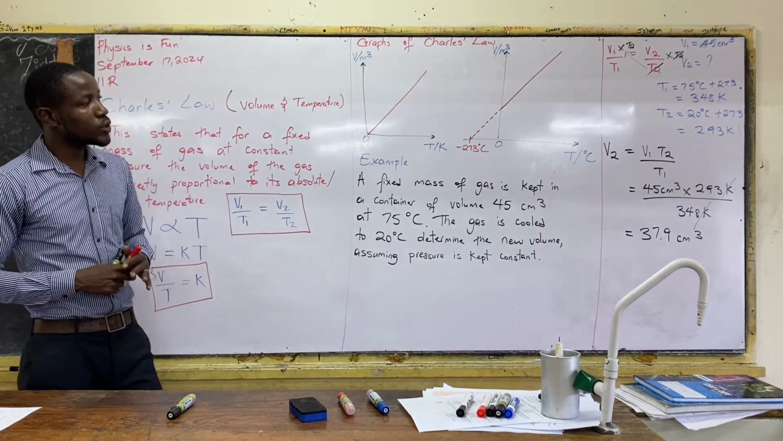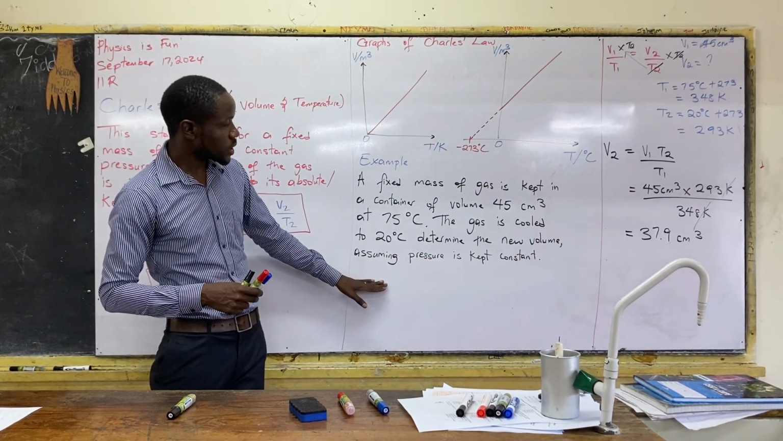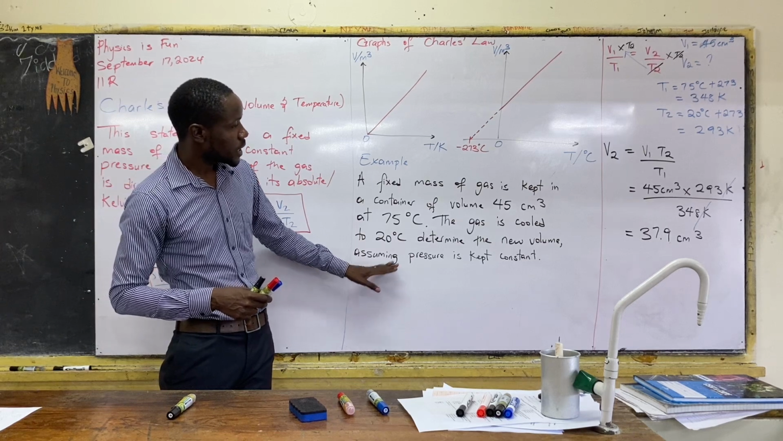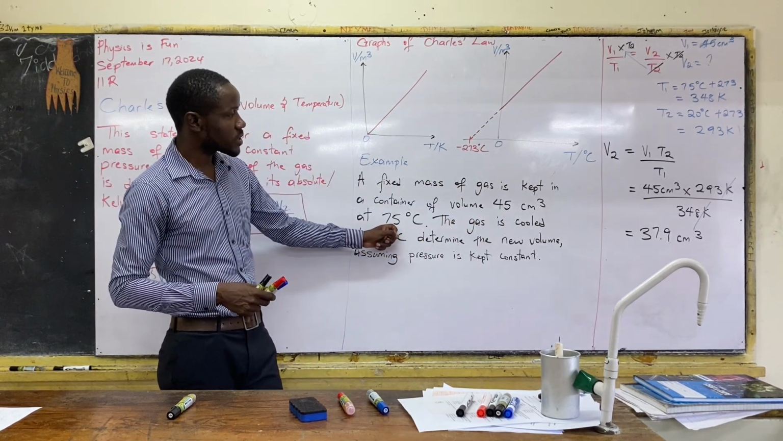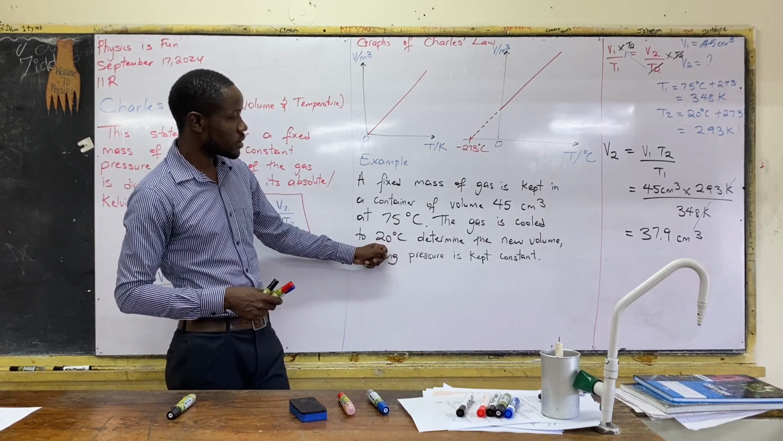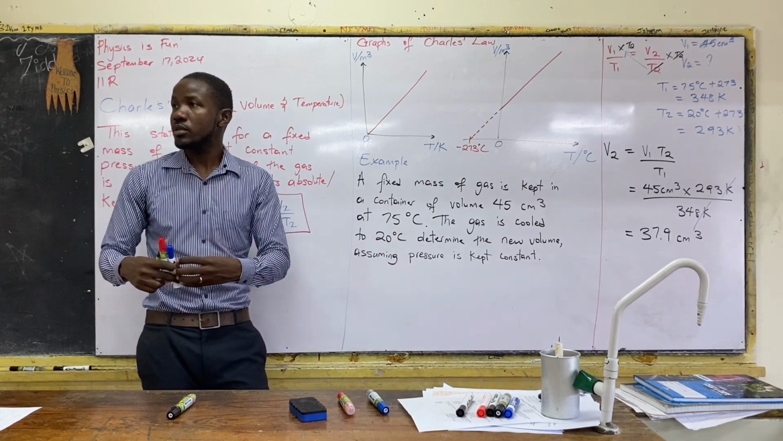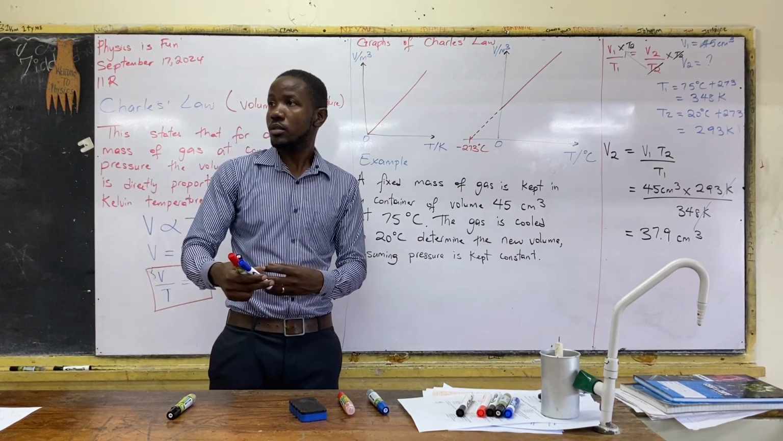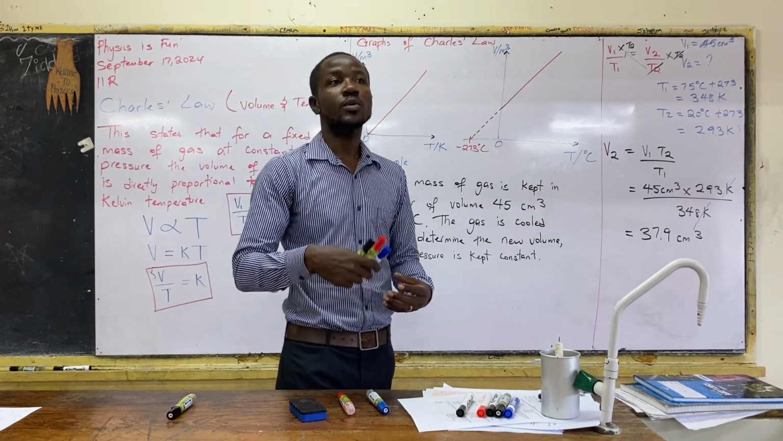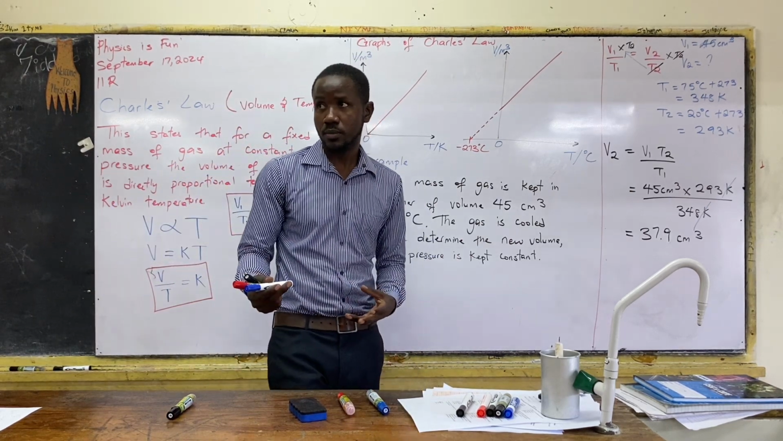So notice that in this case the initial volume was 45, initial temperature was 75. We cool it to 20, right? So we decrease the temperature. So we expect that the volume should also decrease, right? So expect the volume to also decrease.